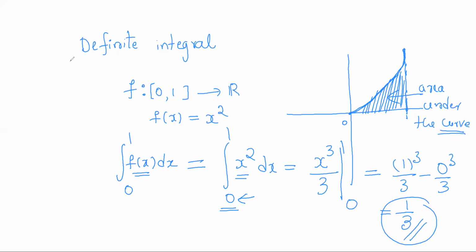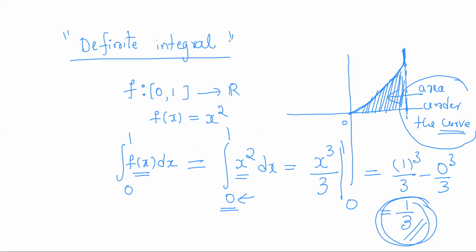So basically, the definite integral of a function gives you the area under the curve. So what area resides under the curve? That area value is obtained by the definite integral. So what we recall now: differentiation means it is the rate of change of function value with respect to the domain value.